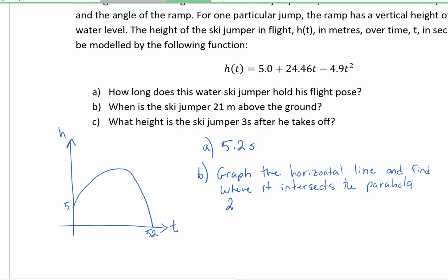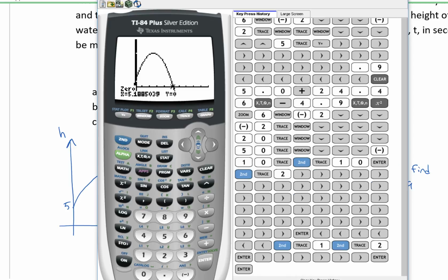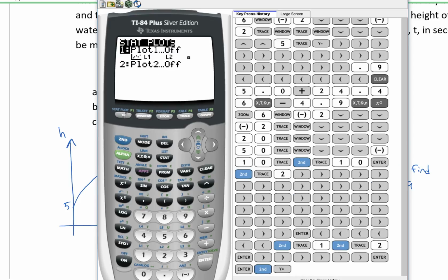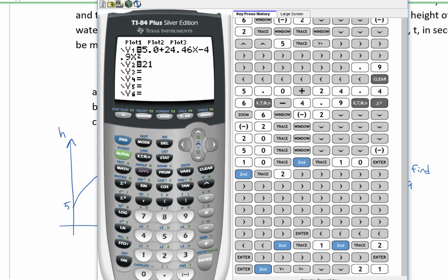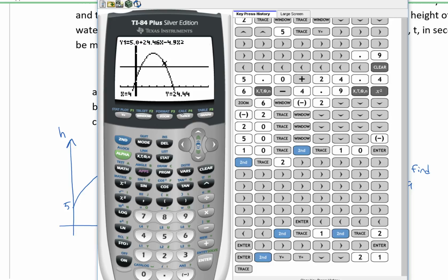Okay, and you're going to use your second trace 5 once you've done that. So the value we're looking for is 21 meters above the ground. If I go into y equals and put 21 here and trace, you should see that line. You can see that the ski jumper is at 21 meters above the ground in two places, once on the way up and once on the way down. Where exactly? So second trace 5, intersect. Now see where my cursor is? It's going to find the point of intersection it's closest to.